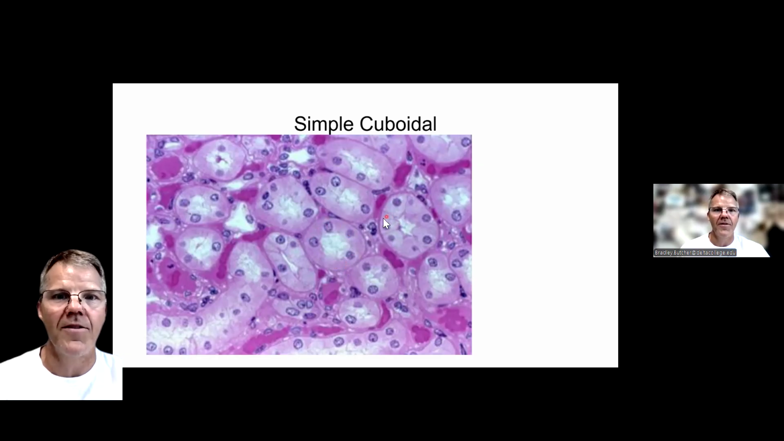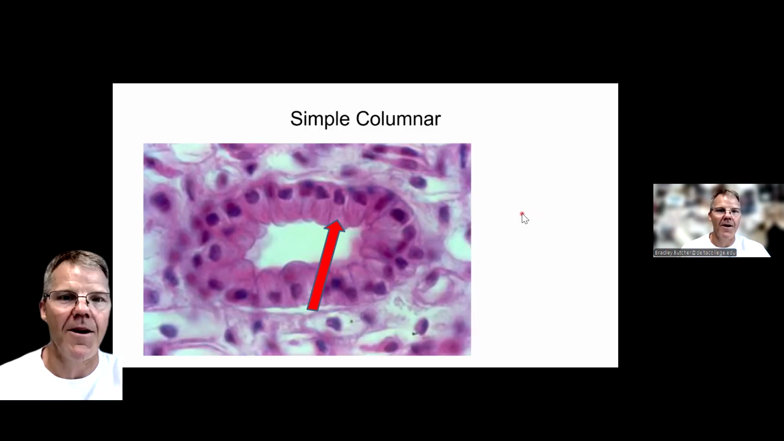So here's another example over here. The cell is not exactly a cube, but it's more cuboidal in this. And so you find these tubes oftentimes are simple cuboidal. And again, it allows for nutrients to either get emptied into the tube or to be absorbed from that tube into the extracellular tissue between there. There's an example there.